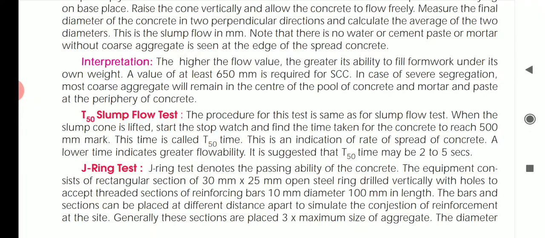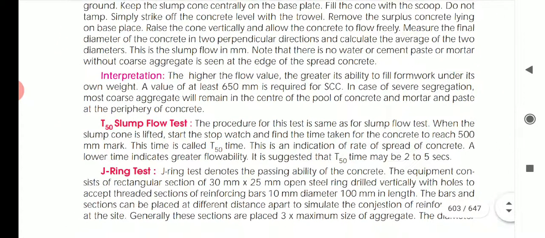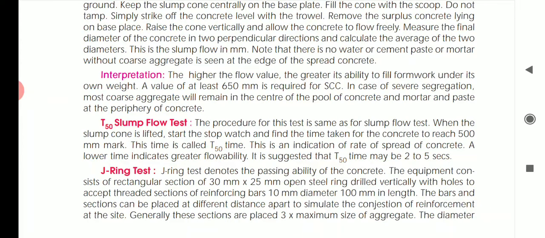So when you raise the cone, concrete starts flowing. Just start the stopwatch, and when it reaches the 500 mm circle, stop the stopwatch and note down the time required to reach that 500 mm as the T50 time. And this indicates the rate of spread of concrete. A lower time indicates greater flowability.